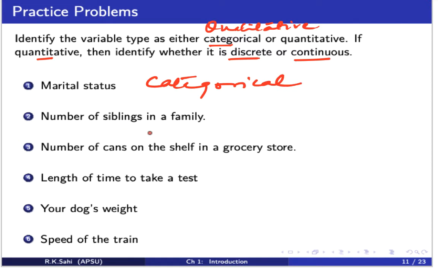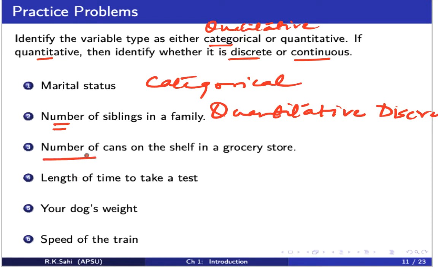Number of siblings in a family. Number. Straight away, it's quantitative. Okay, now if it is quantitative and I can easily count the numbers, it means it is discrete. Number of cans on the shelf in a grocery store. Clearly quantitative. So I'm going to make my life simple. I'm going to write QD. That means quantitative, discrete.